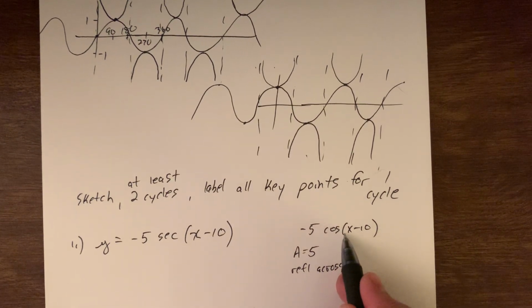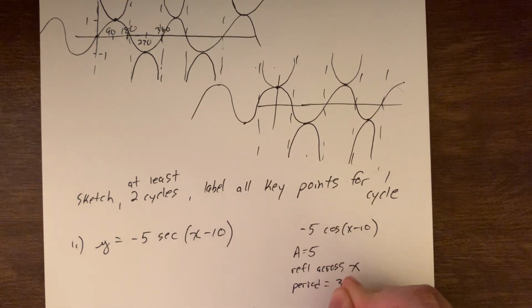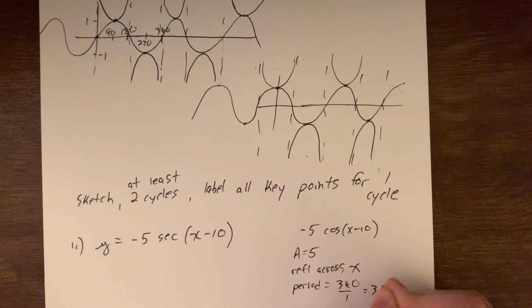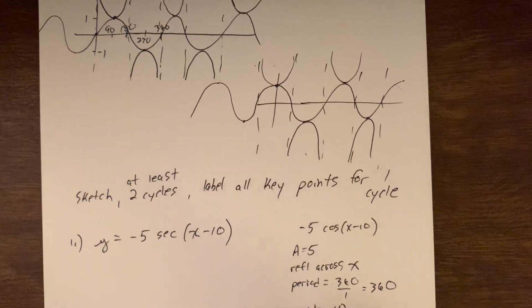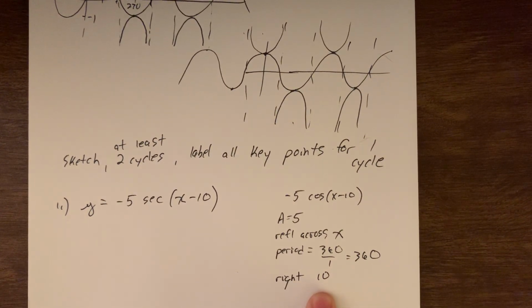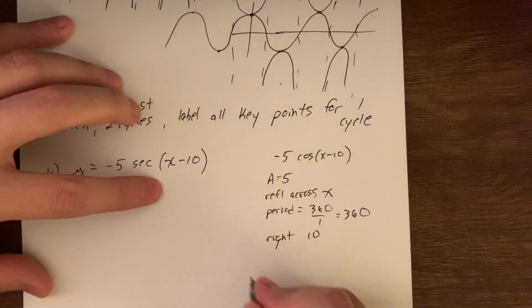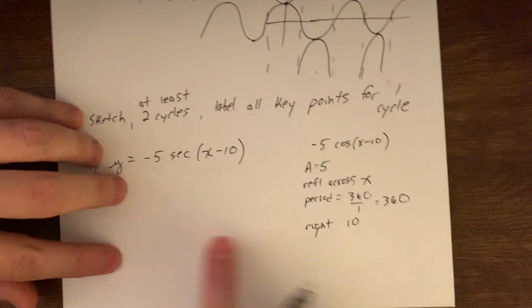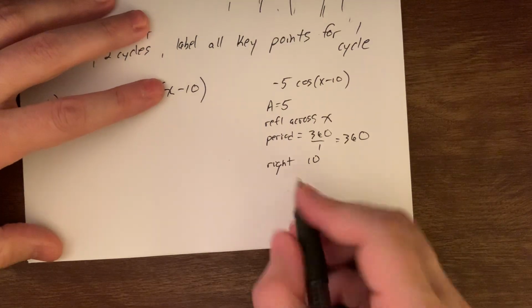I've got a 1 in front of the x, so my period is the original 360 divided by 1. So that hasn't changed, it's still 360. This minus 10 on the inside pushes everything right 10 units. So, all of that. How do I sketch all of that? Well, I'm going to come right over here. Actually, I'm going to do the cosine here, and then I'll come back and do it again. So just focusing on the cosine part.